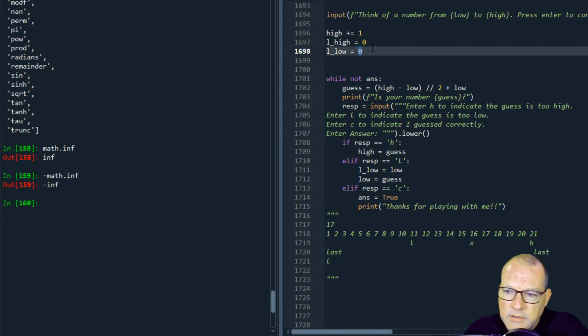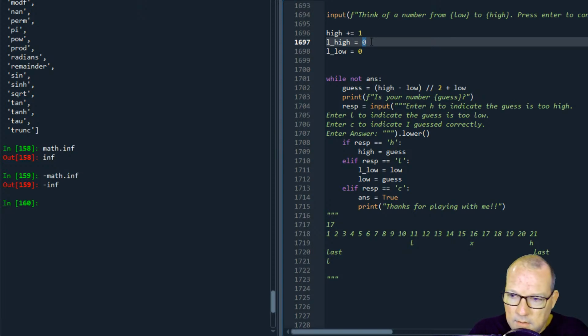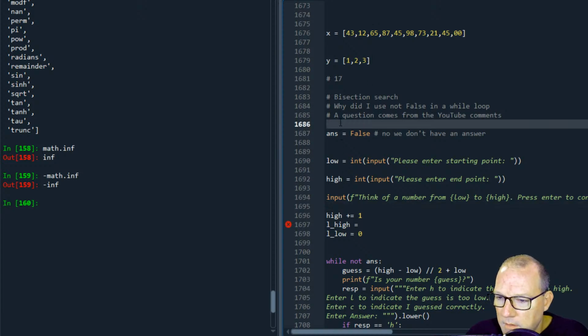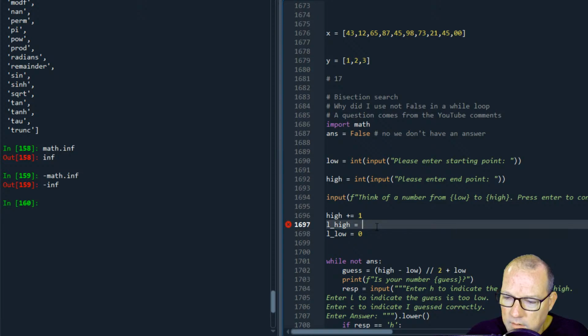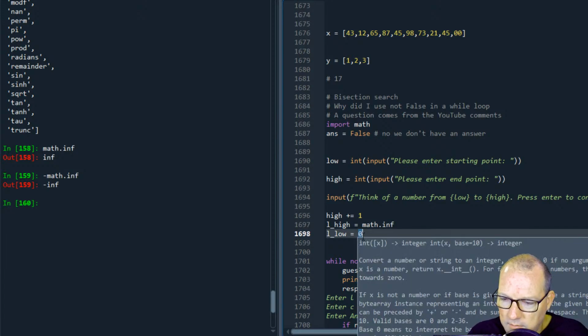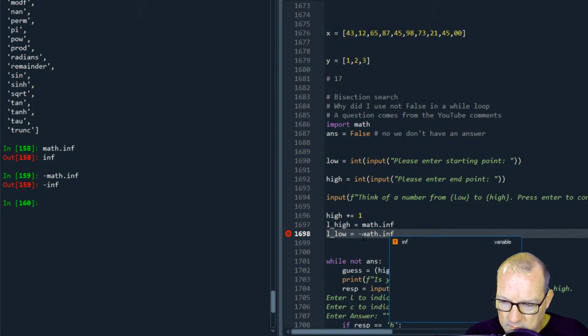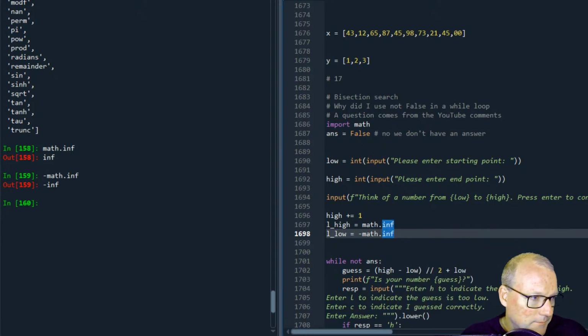So we need to make this math. Oh, first I need to import. Let's import math. Math. And then high is math.inf. And low is negative math.inf. All right.